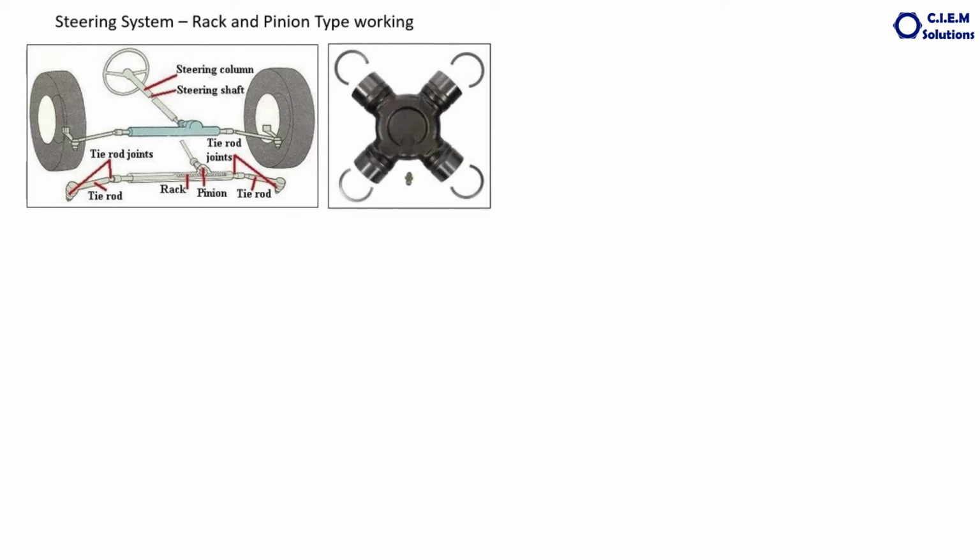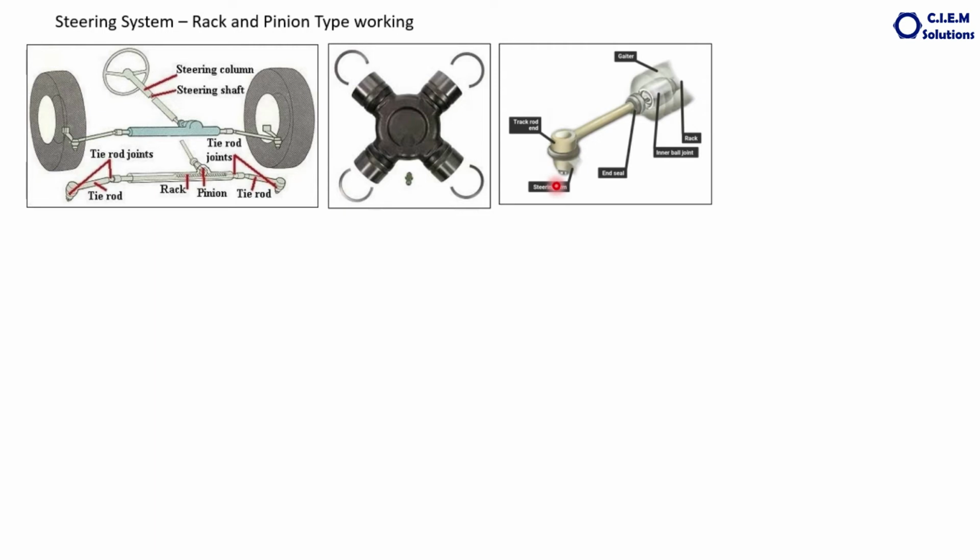Coming to the joints, the universal joint we discussed about. This is mainly connected between the steering shaft and the pinion. You can also see universal joints in three places, depending upon the linkage geometry.